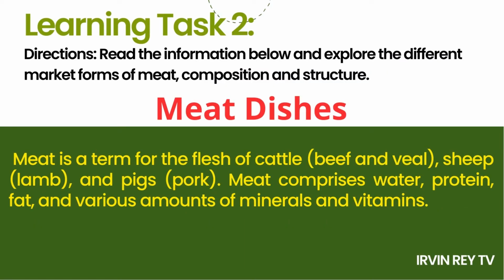Learning Task 2. Directions. Read the information below and explore the different market forms of meat, composition, and structure. Meat is a term for the flesh of cattle, beef and veal, sheep, lamb, and pig, pork. Meat comprises water, protein, fat, and various amounts of minerals and vitamins.